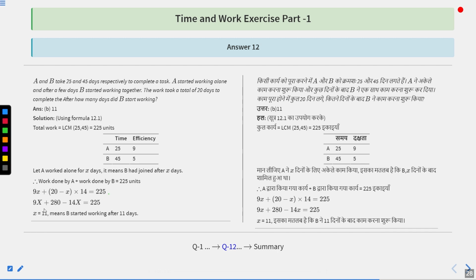From here we are going to get 9x plus 280 minus 14x equal to 225. So x is how much? 11. That means B started working after how many days? 11 days. Option number B is the right answer.